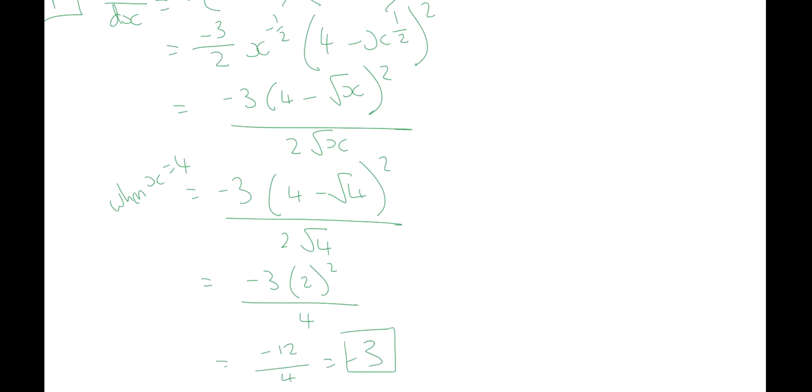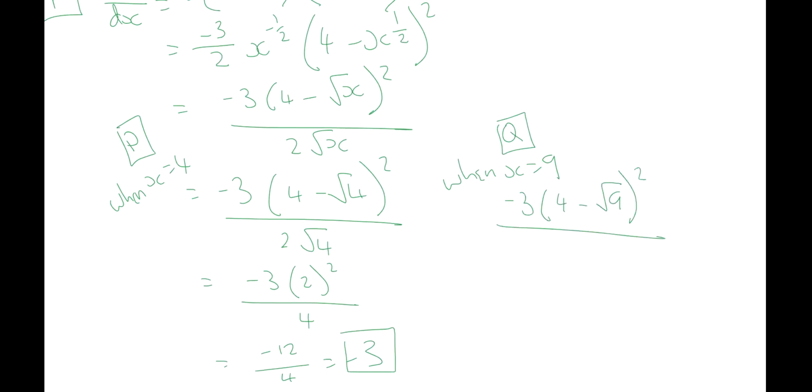Now we need to do the same thing when x equals 9, because that was point P, and this is going to be point Q. We need the other one as well. So negative 3, (4 minus root 9) all squared over 2 root 9. So negative 3, 4 minus 3 is 1 squared, so just 1. And then we've got 2 times 3, which is 6, so the gradient is negative a half.